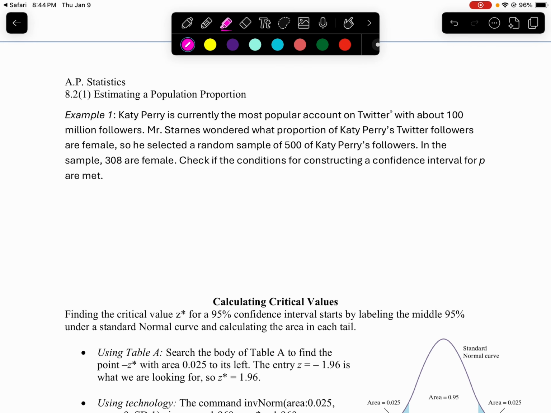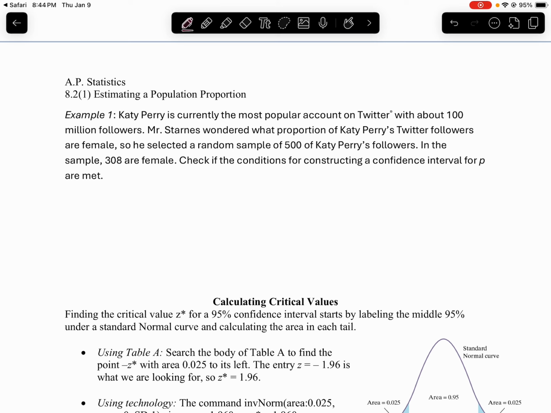So let's take a look at our first example. Now, I am not really sure how accurate this first example is anymore, but whenever this book came out, it must have been pretty accurate. So it says Katy Perry is currently the most popular account on Twitter, which we all know Twitter is now X, with about 100 million followers. Mr. Starnes wondered what proportion of Katy Perry's Twitter followers are female, so he selected a random sample of 500 of Katy Perry's followers. In the sample, 308 are female. Check if the conditions for constructing a confidence interval for P are met.